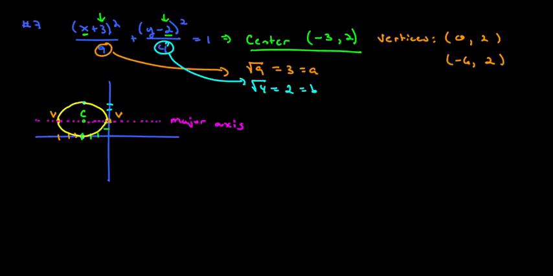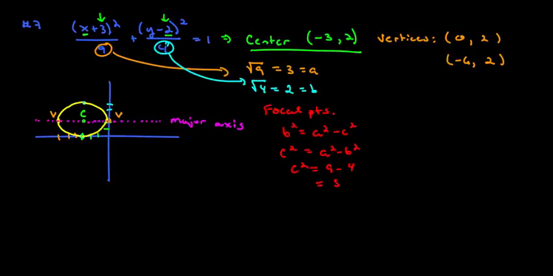The focal points, we'll do those in red. Those are a value of C out. Now what is C? Well, our formula is B squared is equal to A squared minus C squared. We could rearrange some of these terms because I want to know what C is, because C is the length out to the focal points. If I move C squared over to this side, I get C squared equals A squared minus B squared. We know A squared is 9, B squared is 4.